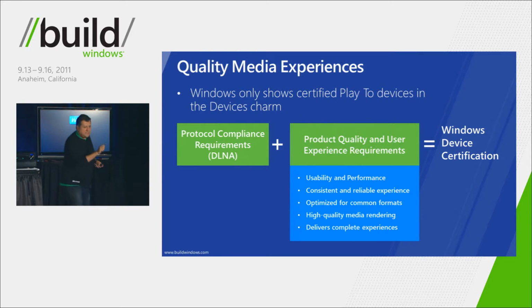Because the expectation is that Play To always works, in Windows 8, in the list of devices that you can see on the UI, we will only show devices that have good quality. In other words, we will only show devices that pass the certification program.